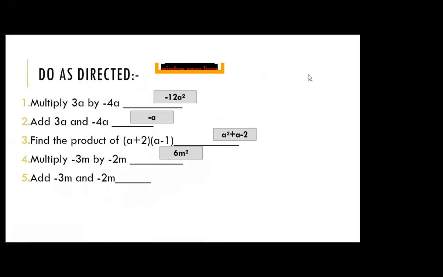Vanya, can you please share your answer with me? You are raising your hand. Yes, yes, Vanya. What is the answer number 5? Minus 5m. Minus 5m is the correct answer. Very good, Noseba. Very good, Vanya. Very good, Manahil.